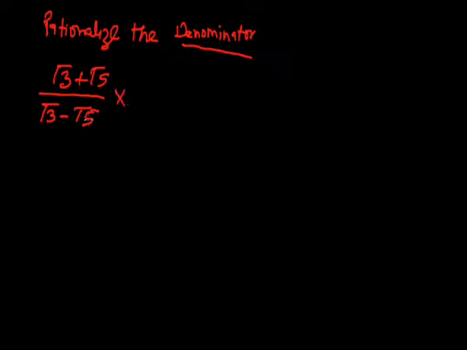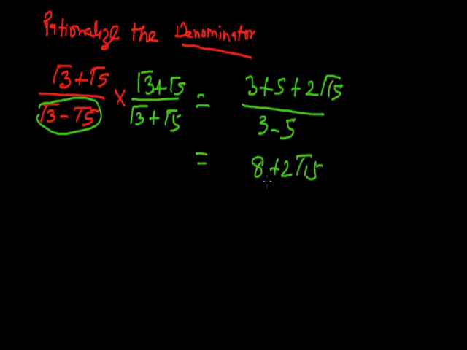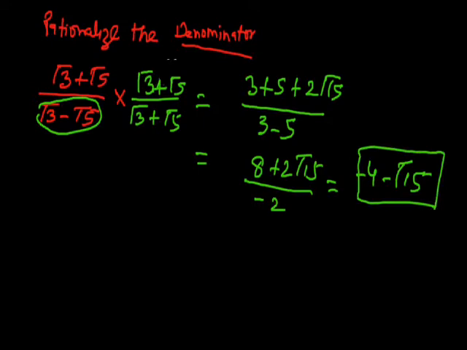So what we do is, in order to rationalize the denominator, we multiply both the denominator and numerator by the conjugate. So the conjugate of √3 minus √5 is √3 plus √5, and here also √3 plus √5. So if you multiply it, you'll get 3 plus 5 plus 2√15, and here you get 3 minus 5. So you can write it down as 8 plus 2√15 upon minus 2, or you can also write it down as minus 4 minus √15. So this is how you rationalize the surd in fraction form by rationalizing the denominator.